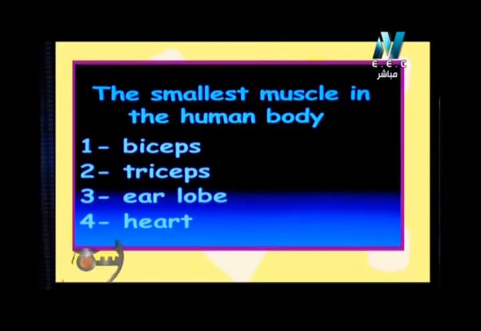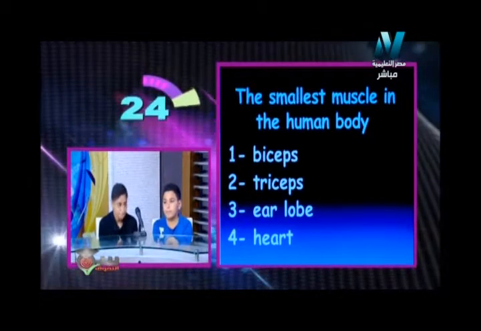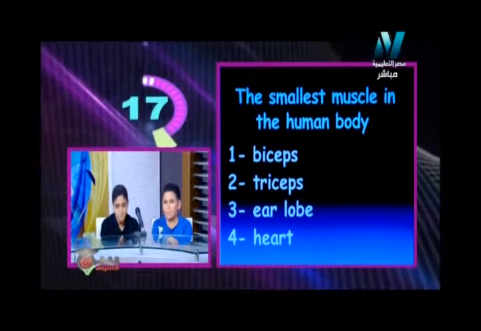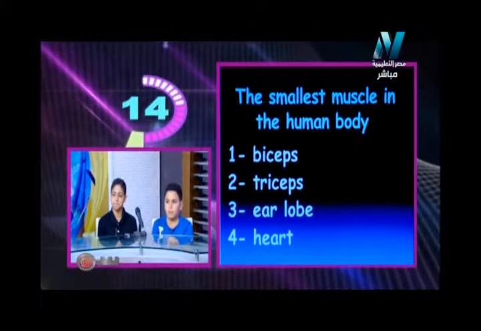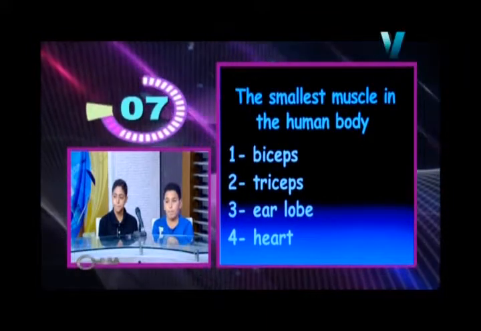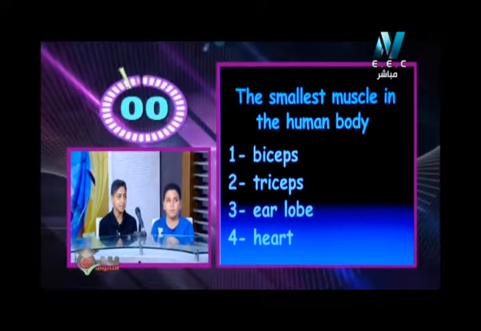The smallest muscle in the human body is biceps, triceps, earloop, or heart. Again, the question says the smallest muscle in the human body. You can answer after the timer stops, after 5 seconds from now. Who will answer, Mercy or Safe? Okay, earloop. Yes, Safe, earloop is the smallest muscle in the human body.